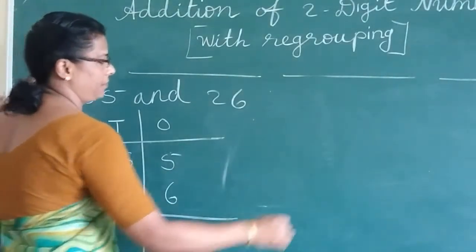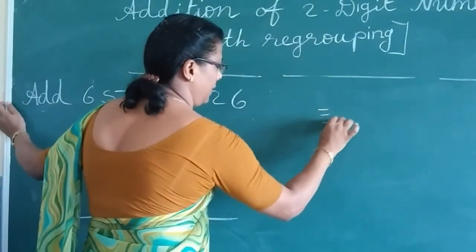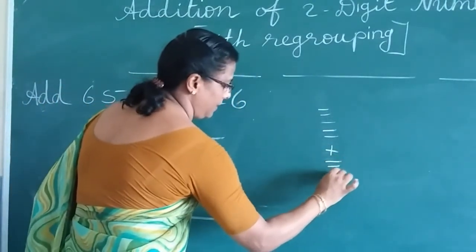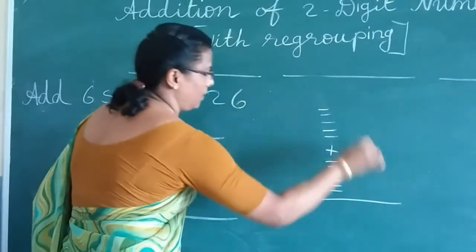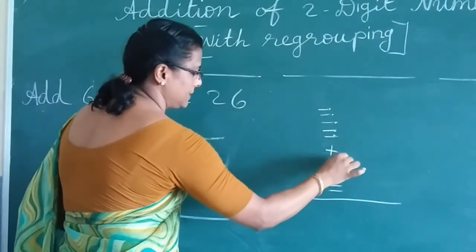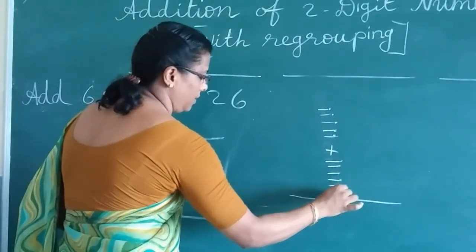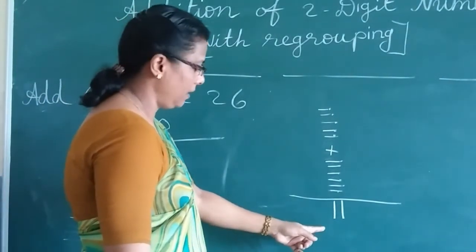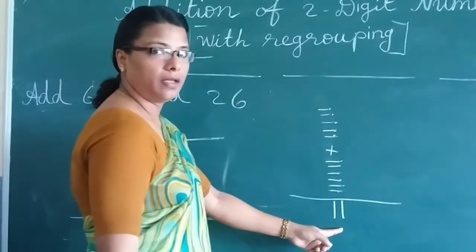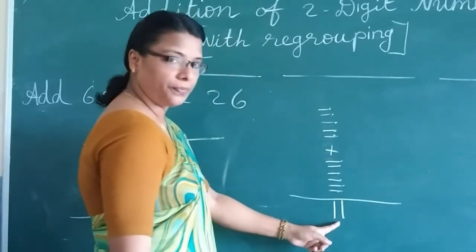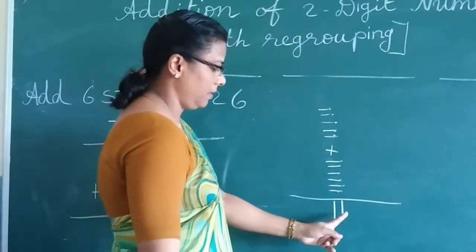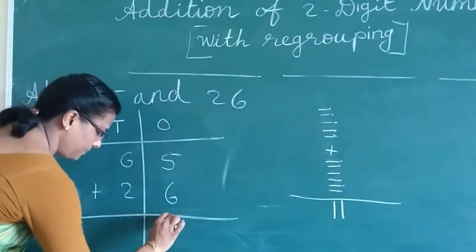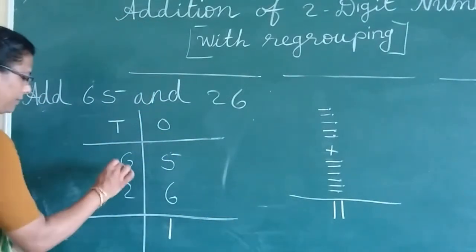5 plus 6. Draw lines, 5 lines. 1, 2, 3, 4, 5. Plus 6. 1, 2, 3, 4, 5, 6. Count: 1, 2, 3, 4, 5, 6, 7, 8, 9, 10, 11. Regroup 11. 11 ones is equal to 1 ten plus 1 one. Write 1 in 1's place. Carry over 1 ten in 10's place.